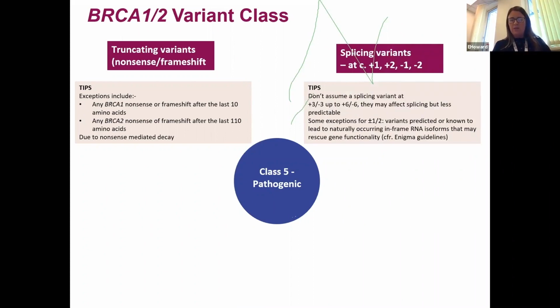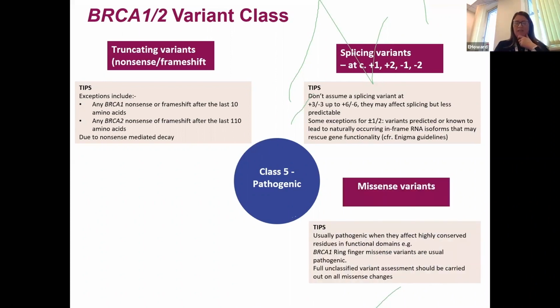Turning now to the splicing variants, most people assume, and the guidance out there says, you can take into account that +1, -1, +2, -2 in the canonical splice sites would mean that these were pathogenic. You shouldn't assume, however, that a splicing variant at +3, -3, or up to +6, -6 may affect splicing, because this is less predictable. There are, however, and it's worth highlighting, some exceptions to the +1, -1, +2, -2 rule, where you sometimes have in-frame RNA isoforms that can rescue the gene functionality. The Enigma guidelines are particularly good at emphasising these, but we should always do a full literature search, because these are becoming more commonplace, and we shouldn't just take it as read.